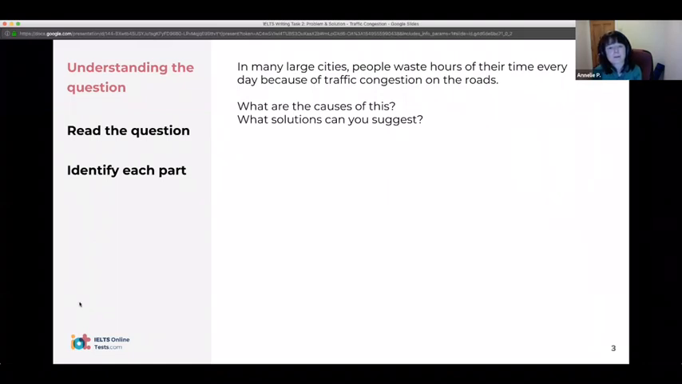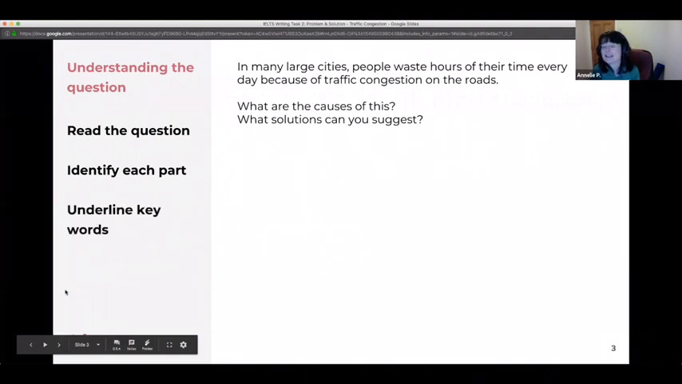And then how do we know this is a problem solution essay? Okay, yeah, they waste time. So we have the 2 questions. They ask about the causes and then they ask about the solutions. So when you see those words, you know it's a problem solution essay, and you can also use that language in your essay.